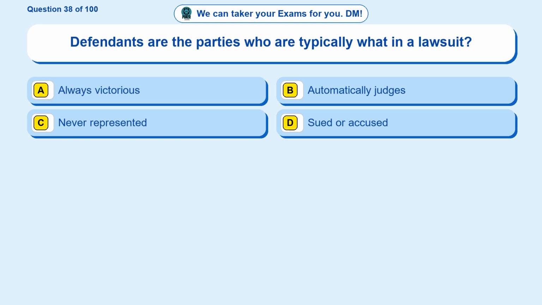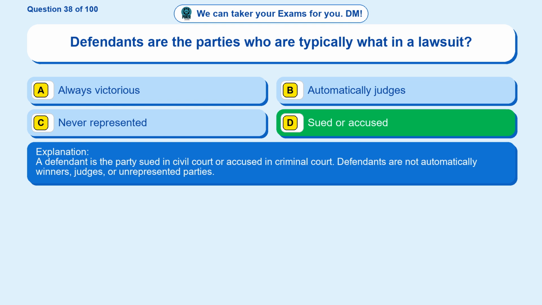Question 38. Defendants are the parties who are typically what in a lawsuit? Option A, always victorious. Option B, automatically judges. Option C, never represented. Option D, sued or accused. The correct answer is option D. Sued or accused. A defendant is the party sued in civil court or accused in criminal court. Defendants are not automatically winners, judges, or unrepresented parties.